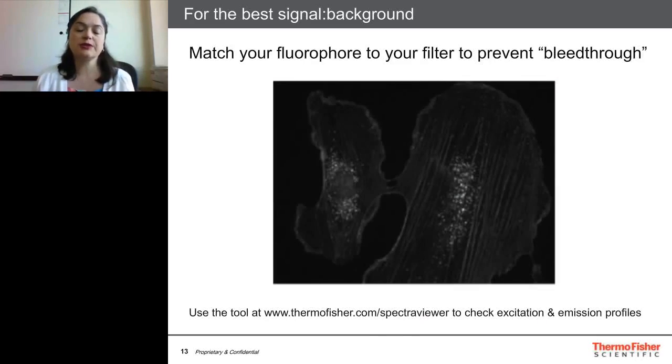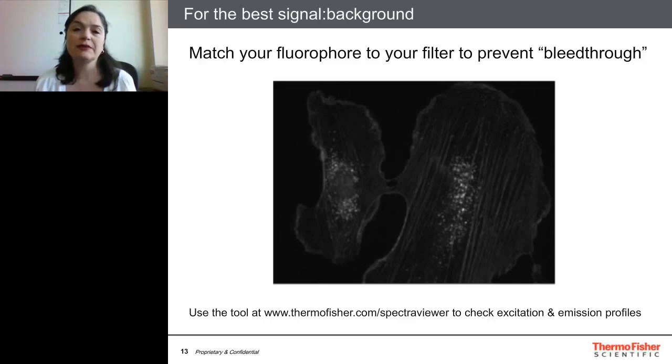Another thing to do when you're in the experimental design portion of your experiment is make sure that your fluorophores are the best match to the filters on your microscope, and that can prevent what we refer to as bleed through. And what you're seeing here in this black and white picture is a label that was intended to label something that would show up in the TRITC channel.